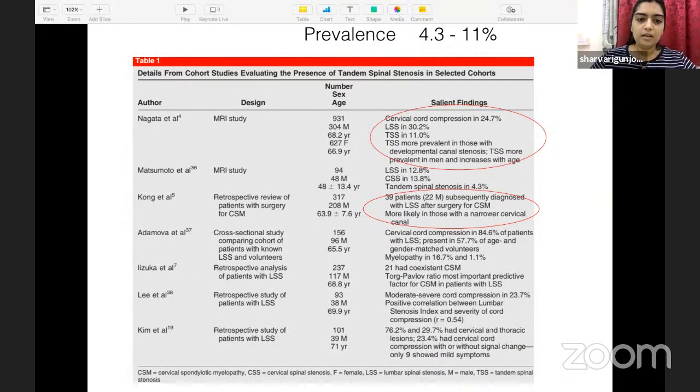So another study, Kong et al, retrospectively reviewed patients who underwent surgery for cervical spondylotic myelopathy. And they found that 39 out of their 317 patients had lumbar canal stenosis as well.